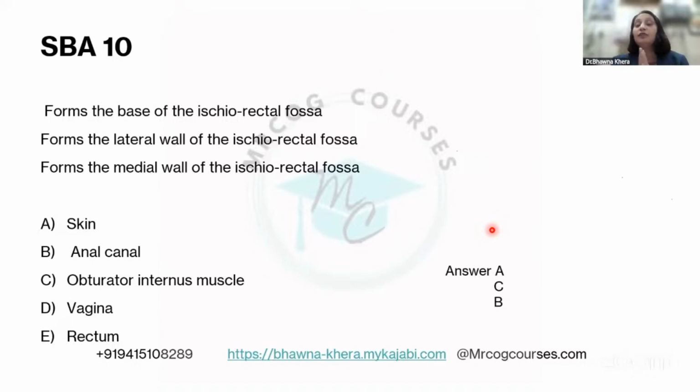The ischiorectal fossa is a very, very, very important space, and questions do come. Why is it important? Because this is a place where there could be a concealed hemorrhage, and you could miss this hemorrhage and your patient may deteriorate. So it is very important to know about this space for your exam questions and for your practice as well.